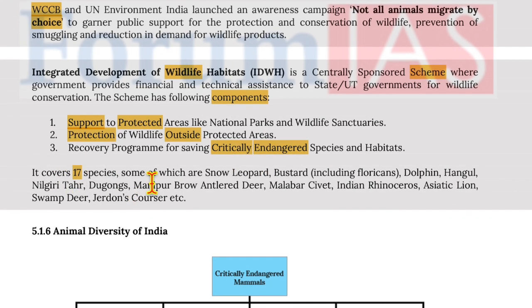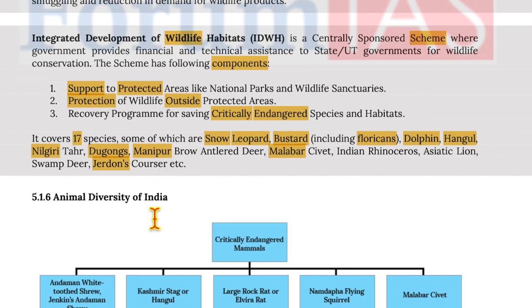It covers 17 species, some of which are snow leopard, bustards including floricans, dolphins, hangul, Nilgiri tahr, dugong, Manipur brow-antlered deer, Malabar civet, Indian rhinoceros, Asiatic lion, swamp deer, Jerdon's courser, etc.